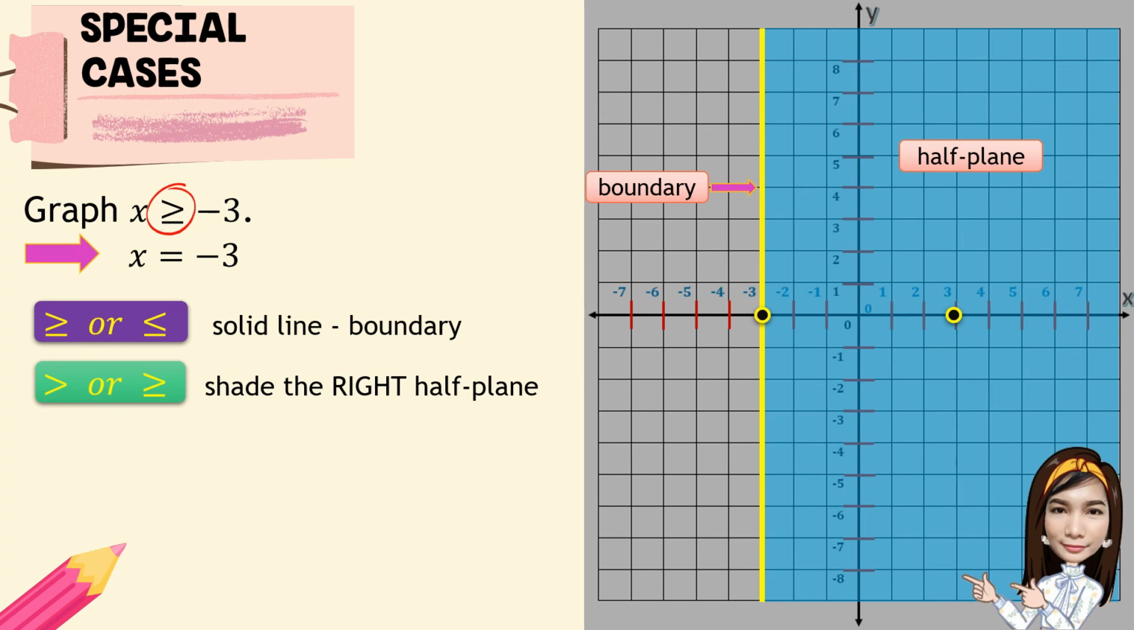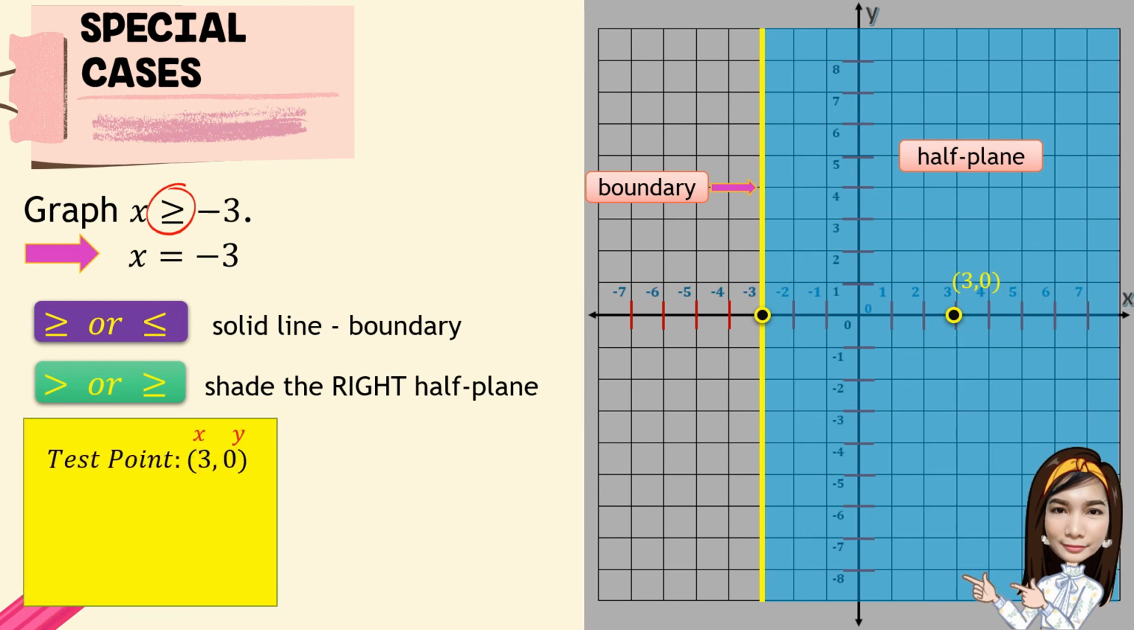Now to check or verify if that is correct, I'm going to pick a test point. So I'm going to use 3, 0. So your x is 3 and your y is 0. Then the given inequality is x is greater than or equal to -3. Then substitute the value of x, which is +3, is greater than or equal to -3. That is considered a true statement. Therefore, the graph of x is greater than or equal to -3 is correct.